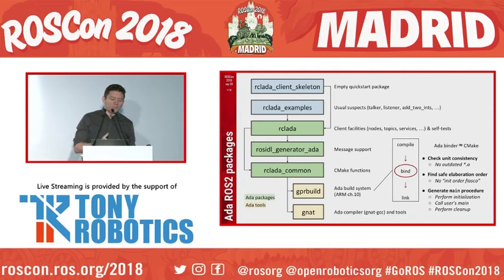And on top of this are the three packages which give the Ada library functionality. One of them is to integrate the Ada build system in the colcon build process. Another one deals with the message support, and finally we have the proper binding to the RCL, and also the examples, which are just regular Ada programs.